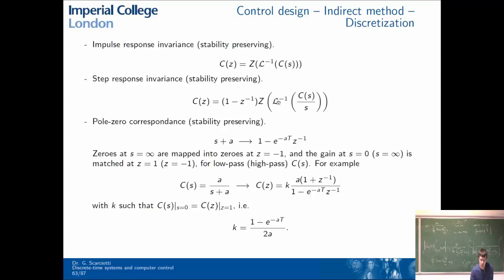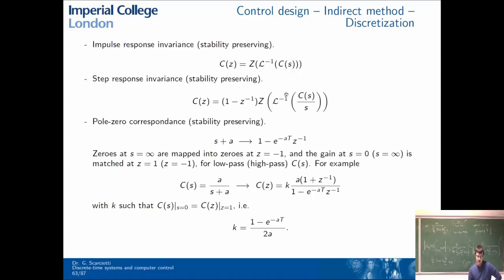So to do so, we first have to remove a 0 from C of S. We take C of S, we divide it by S, we take the inverse Laplace transform, then we take the Z transform, and we multiply by 1 minus Z power minus 1.